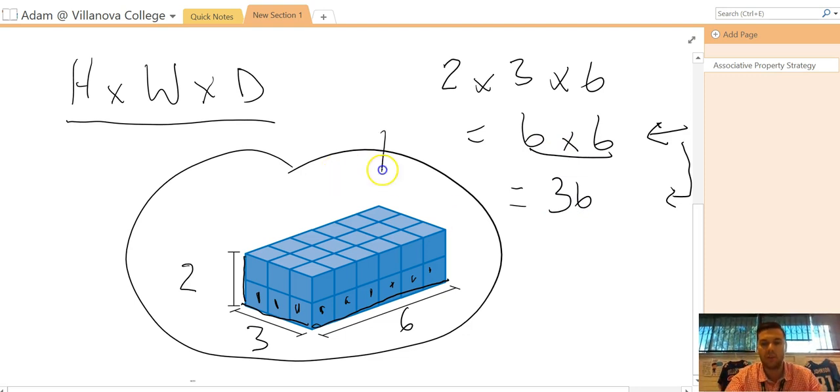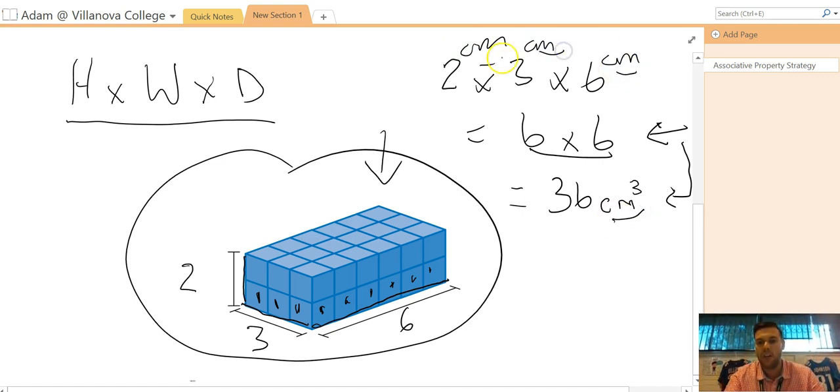Because we are working with a 3D shape, we must put a little bit of a measurement on the end. So we say centimeters cubed because we're actually doing 2 centimeters times 3 centimeters times 6 centimeters. So if we've got 3 centimeters up here, 1, 2, 3, that's where the little 3 comes in.